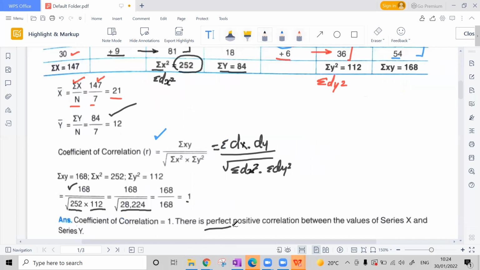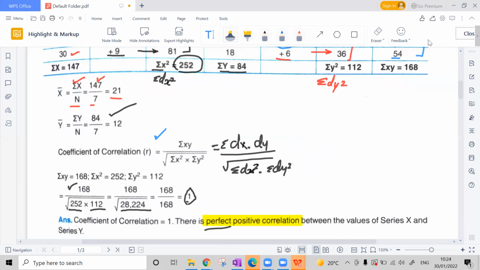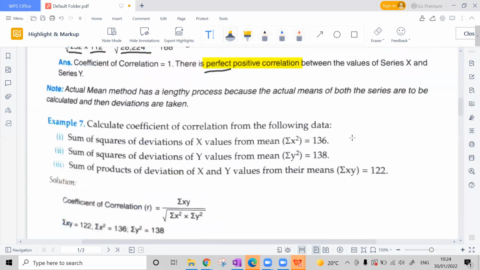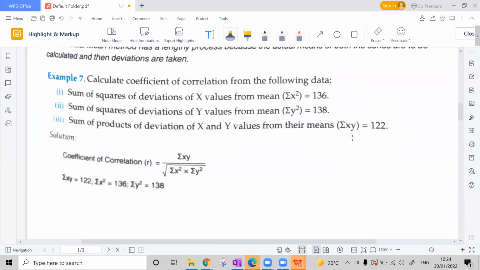Okay. What is perfect positive? When the answer comes to 1. So in the examination, when the answer comes out to be 1, it will be a perfect positive correlation. Is it clear to everyone? Whenever the answer comes to be 1, it is perfect positive correlation. Can I move to the next question of shortcut and assuming method? Beta, can I move to the next question?